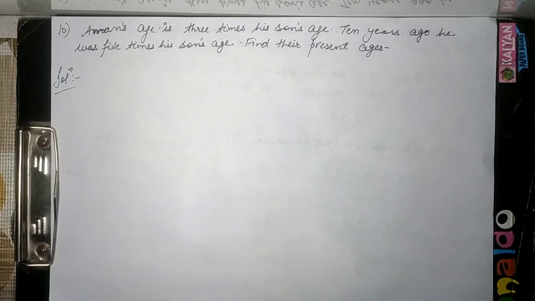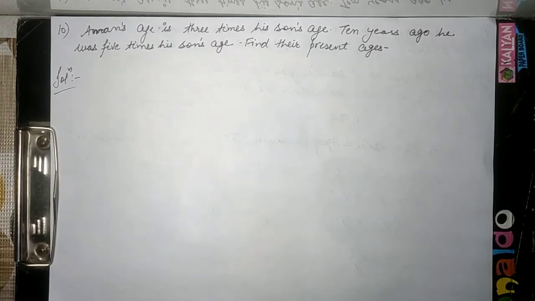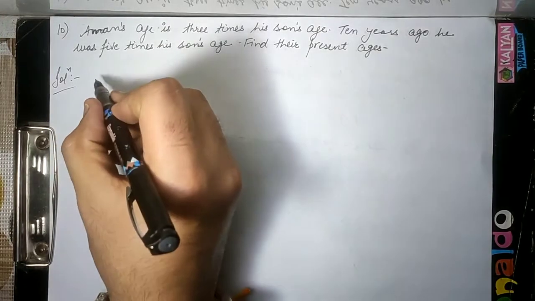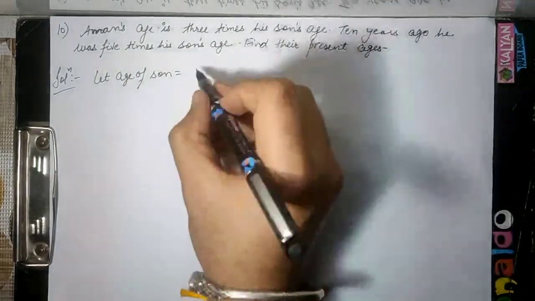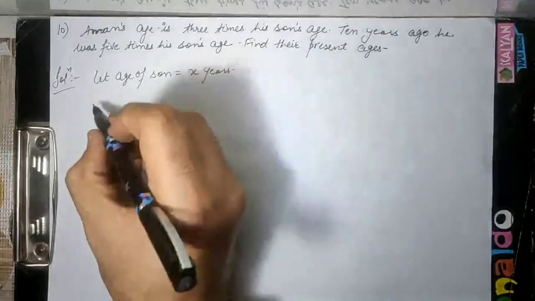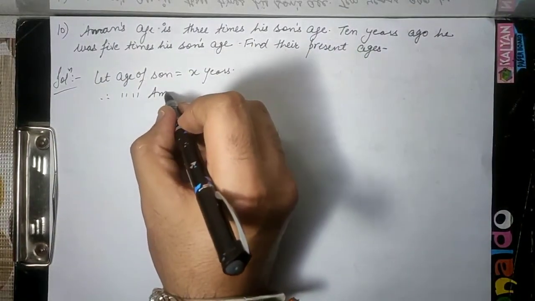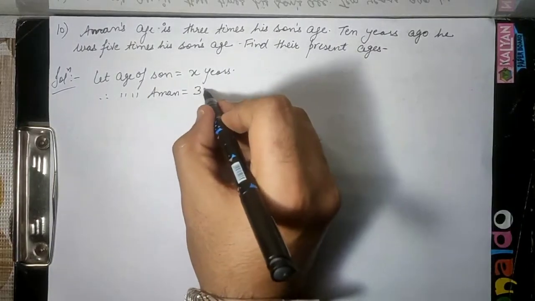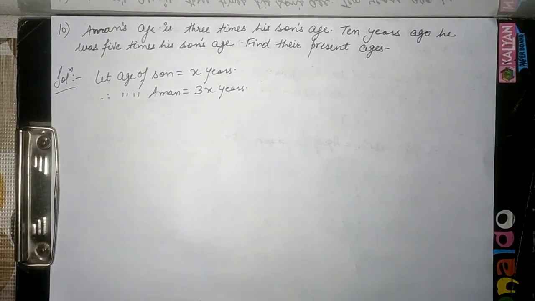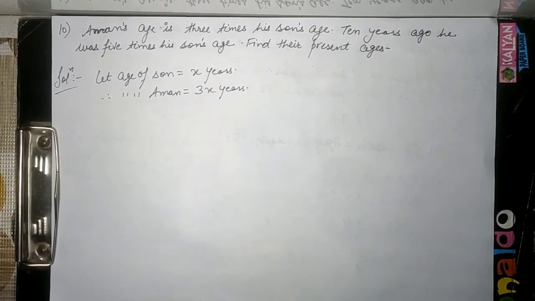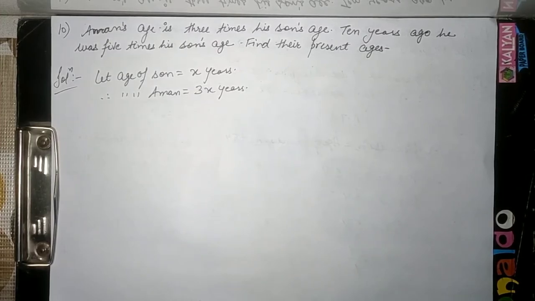Last question of this exercise. Aman's age is 3 times his son's age. So Aman's age is 3 times his son's age. So let age of son be x years, so therefore age of Aman will be 3x years, because age of Aman is 3 times the age of his son. Now it is given 10 years ago he was 5 times his son's age.